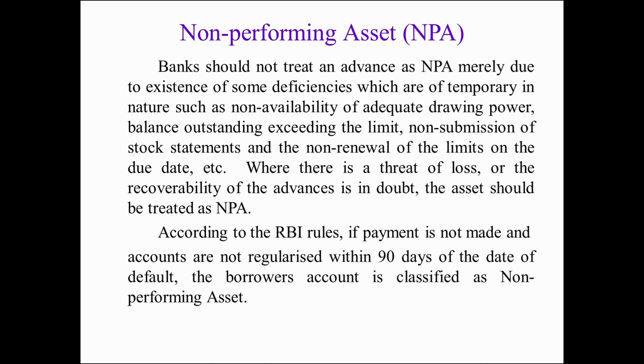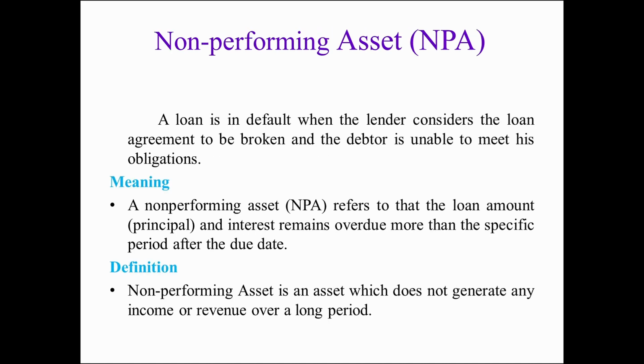According to the RBI rules, if payment is not made and accounts are not regularized within 90 days of the date of default, the borrower's account is classified as a non-performing asset. Non-performing asset meaning: a non-performing asset refers to a loan amount and interest that remain overdue for more than a specific period after the due date. Definition of non-performing asset: a non-performing asset is an asset which does not generate any income or revenue over a long period.